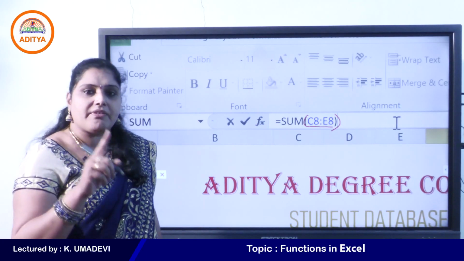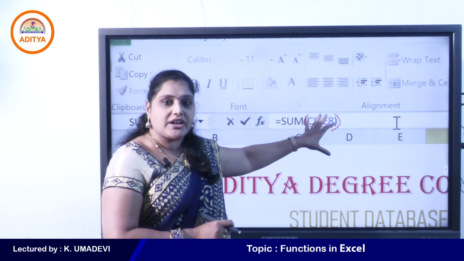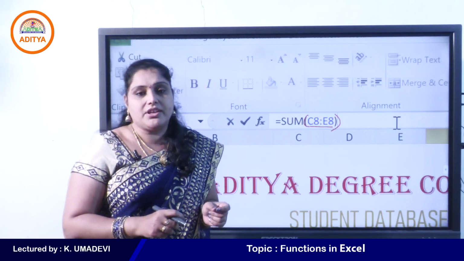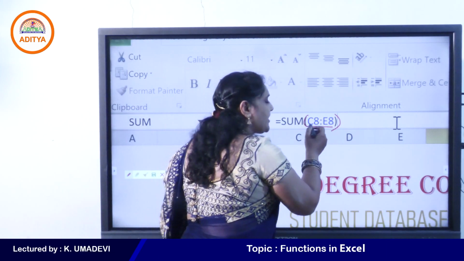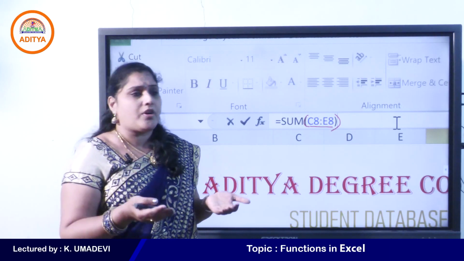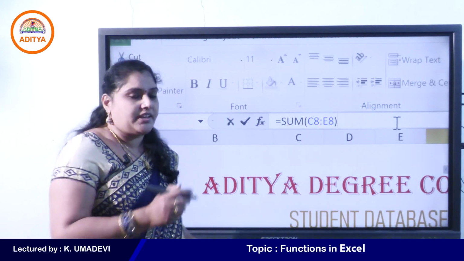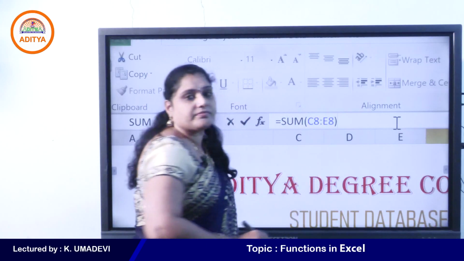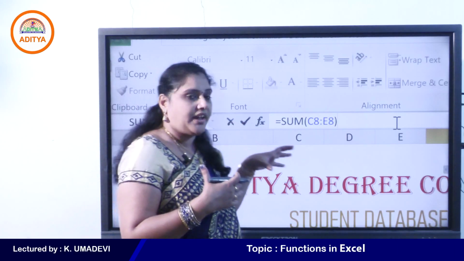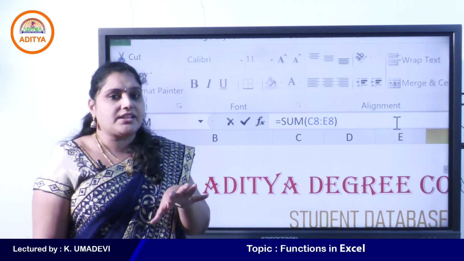An argument is a value or cell reference that is used in the function to perform calculations. So based on these cell values, for example here the sum function is automatically inserted with arguments like C8 to E8. If you want to change the range of cells, see here the colon represents a range, right? That means it adds all the values contained in C8, D8 and E8, right? That is nothing but a range.